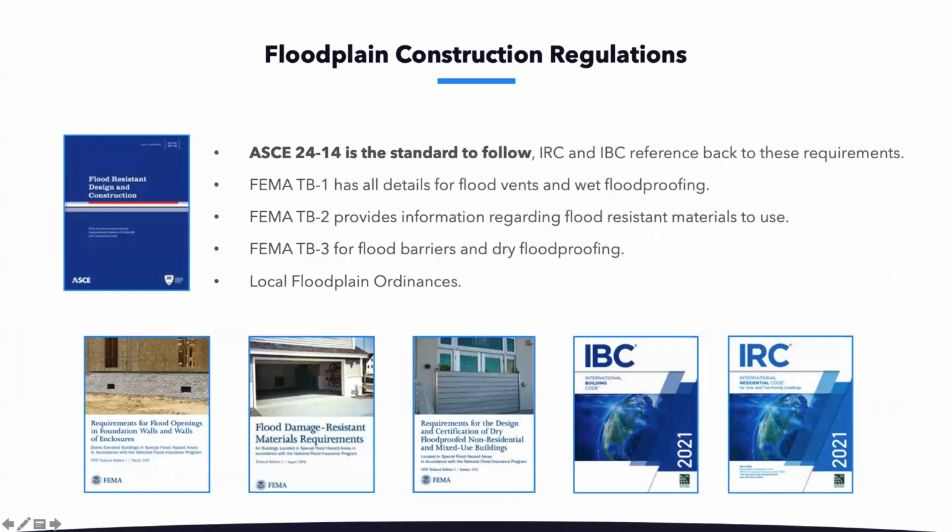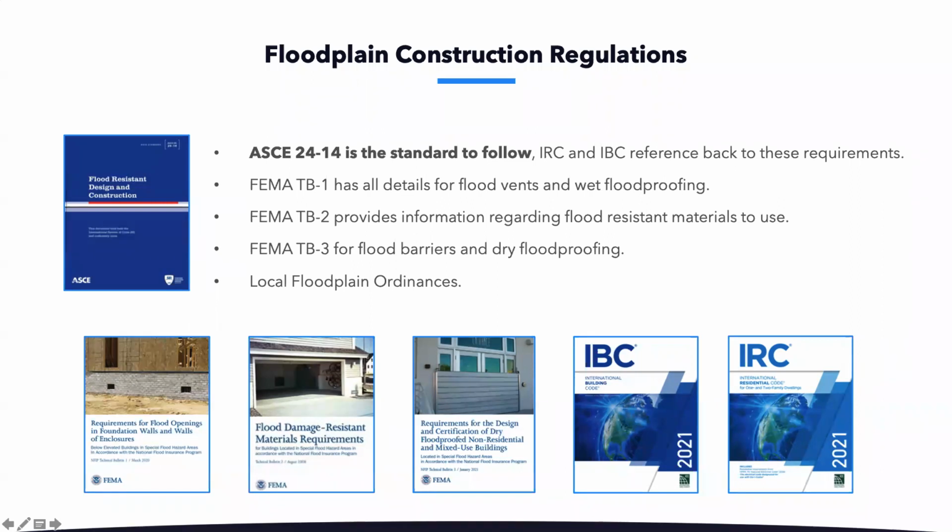When it does come to floodplain construction regulations, all the documents that you see below: technical bulletin 1, requirements for flood openings and foundation walls; technical bulletin 2, flood damage resistant materials. These are for the areas that could potentially flood. You don't want to have things like normal drywall in there. You don't want to have carpet, okay? All that could flood, water recedes, it allows for things like mold growth and whatnot. So technical bulletin 2 is all about what type of flood damage resistant materials you can use.